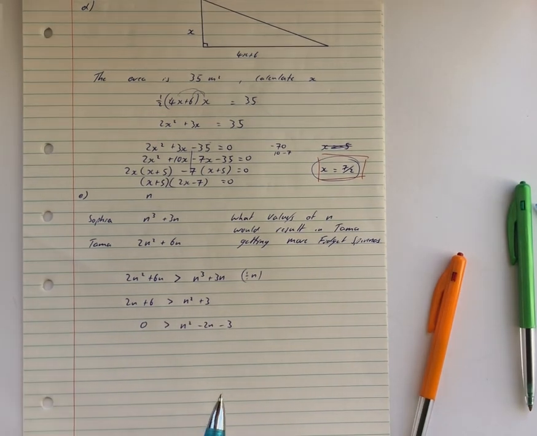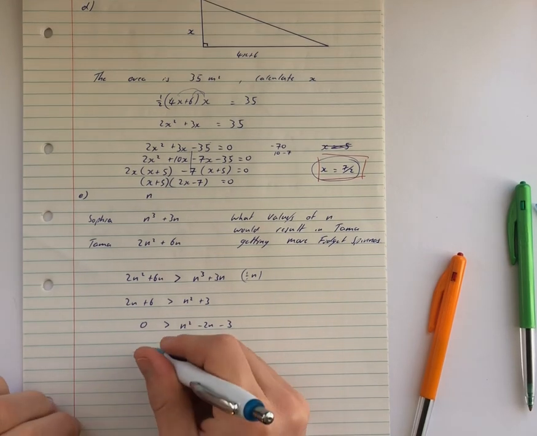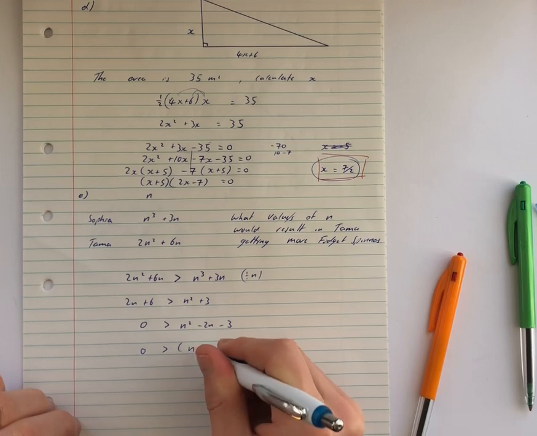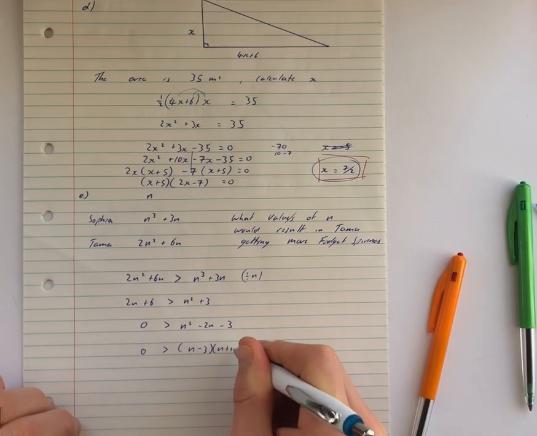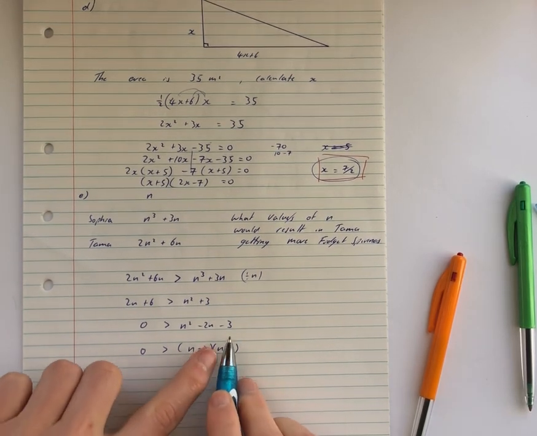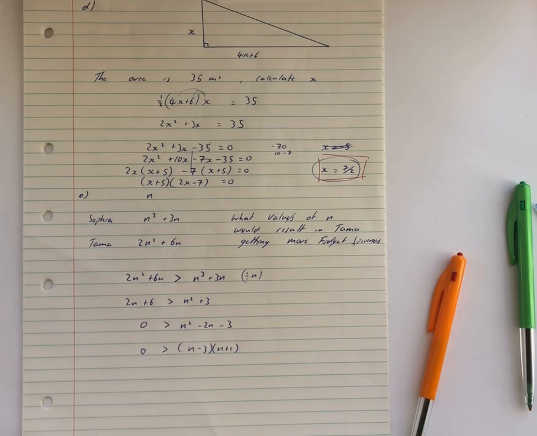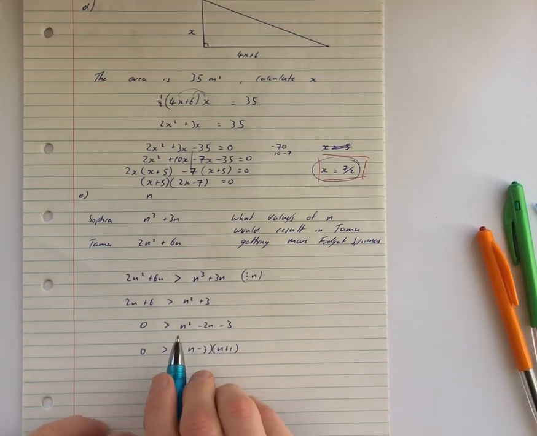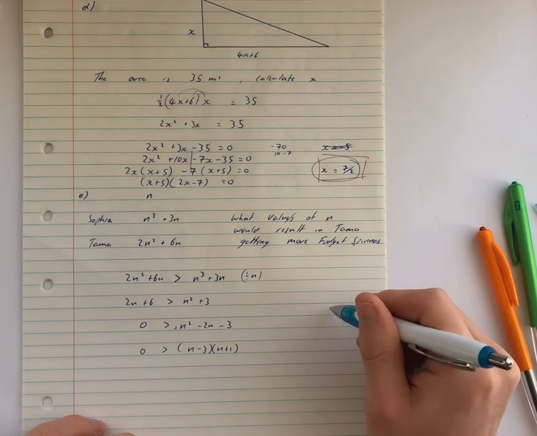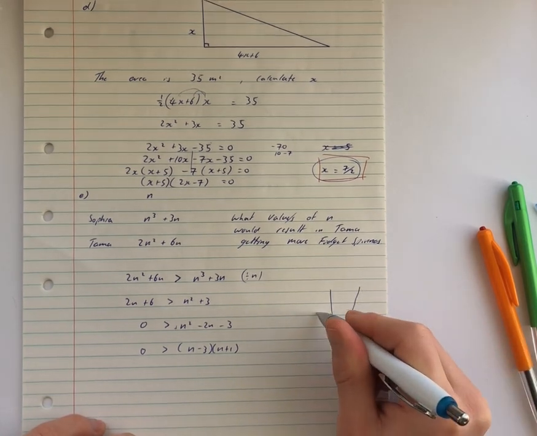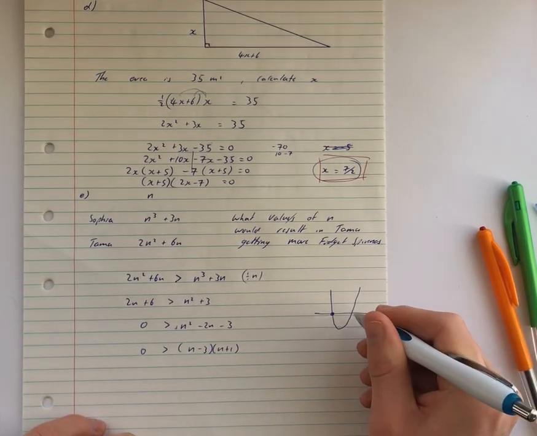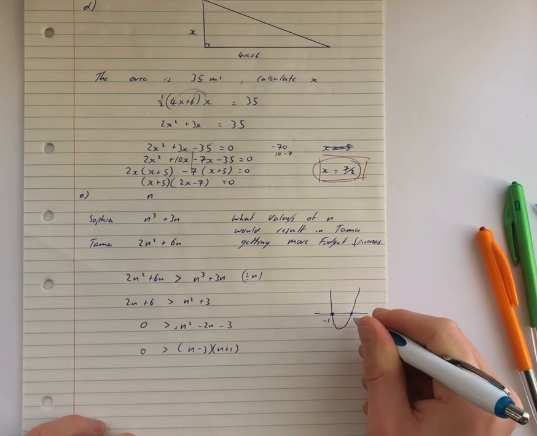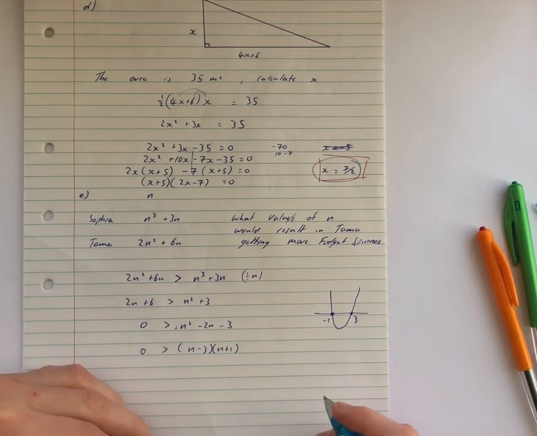So maybe pause the video, make sure that I've done that correctly. And then just like solving quadratics, we want it factored: n minus 3, n plus 1. Those multiply to negative 3 and add to negative 2. So I'm pretty happy with that. Now, I just like to think of these as parabolas. So obviously there's a positive in front of n squared, so it's this way up. And our two roots are negative 1 and 3.